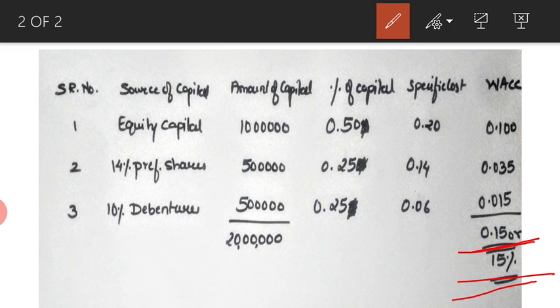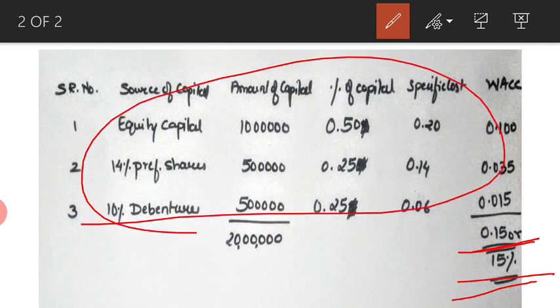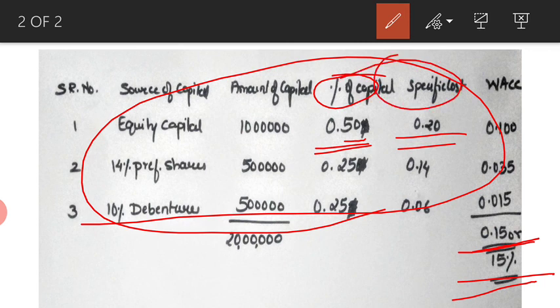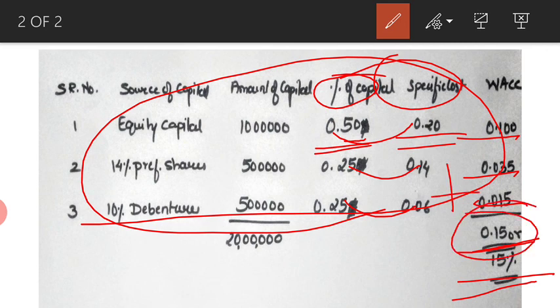Whichever you find easy, follow that method, but always try to understand and remember both the methods, because as I said in the beginning of the video, sometimes we may have to use only this method. Sometimes in the problem they will give you only the proportion of capital and the specific cost. In that case you cannot use the previous method, you have to use this method. Just multiply and add them, get the answer. So always remember this method as well as the previous one. I hope you're clear with the calculation of WACC.